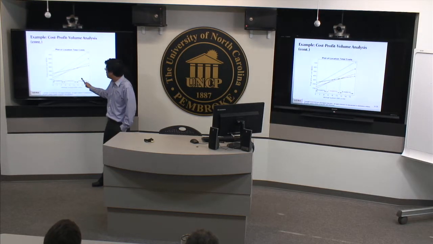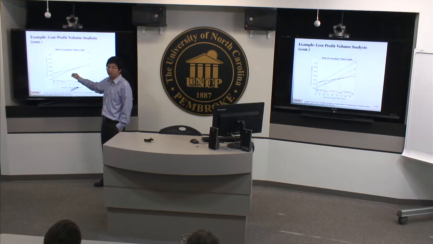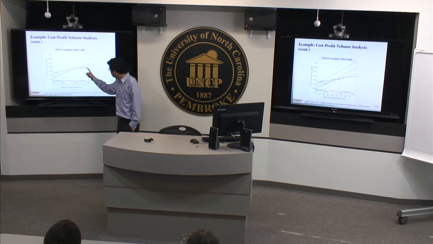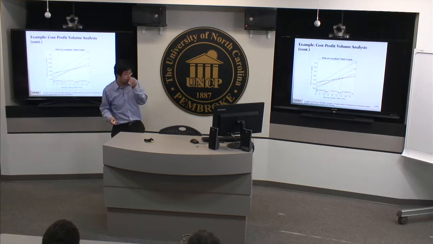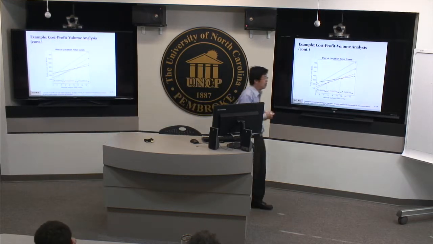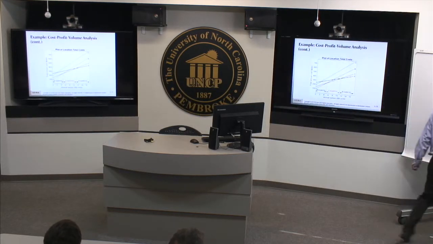And then in the middle range, C is the best because C, this orange line, has the lowest cost. And then finally A is the best, right? The black line is the lowest. Okay, the answer should be like that.